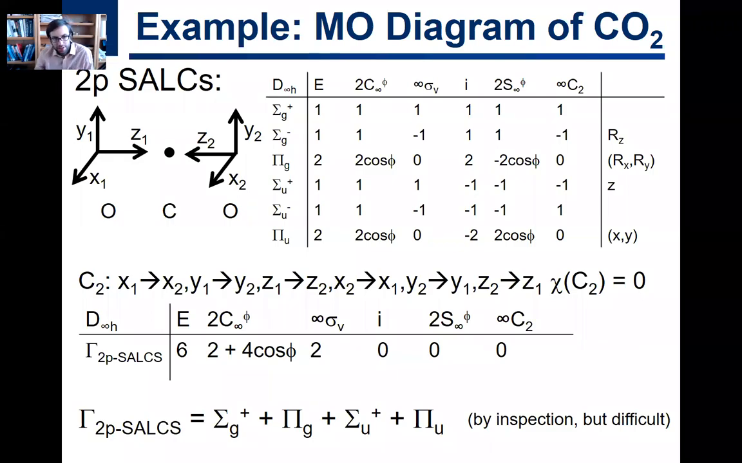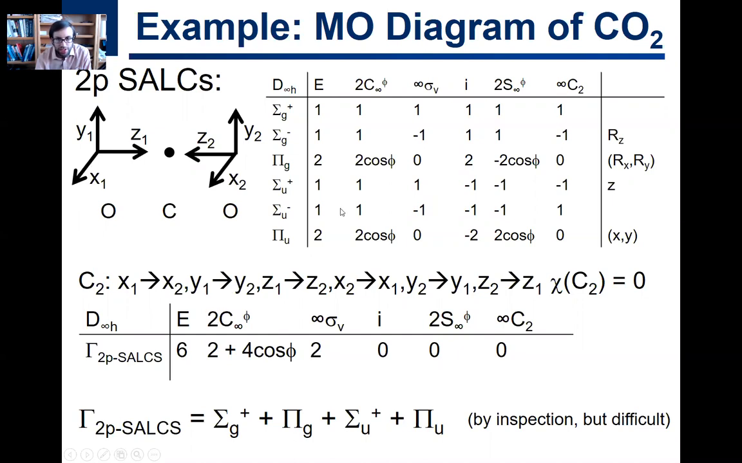All right, so we got to this point last time where we were able to come up with a reducible representation. It had kind of a funky 2 plus 4 cosine in it, but nonetheless, it is a reducible representation for the 2p orbitals, which were represented by these x, y, and z vectors on the oxygen atoms. So now we have to reduce it.